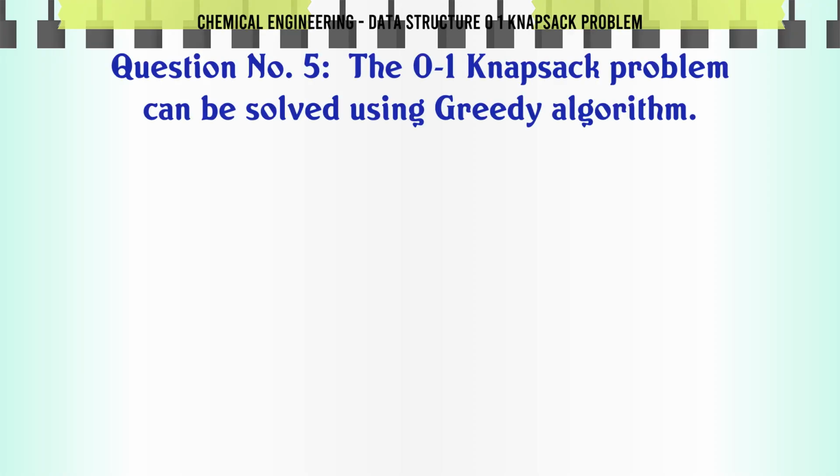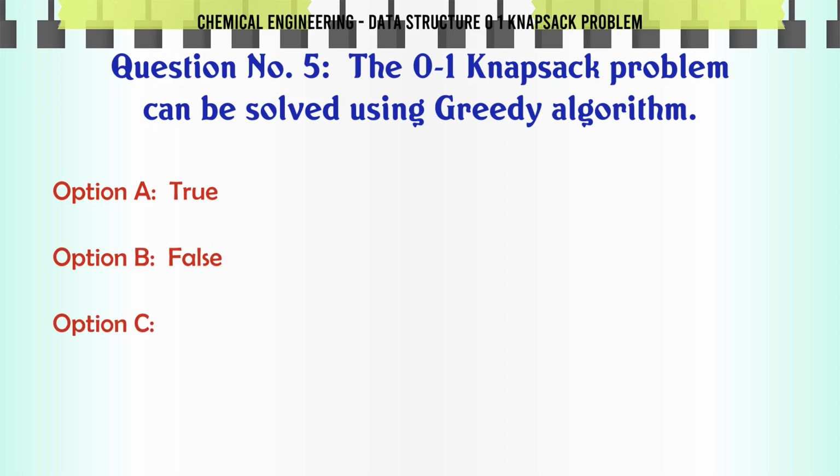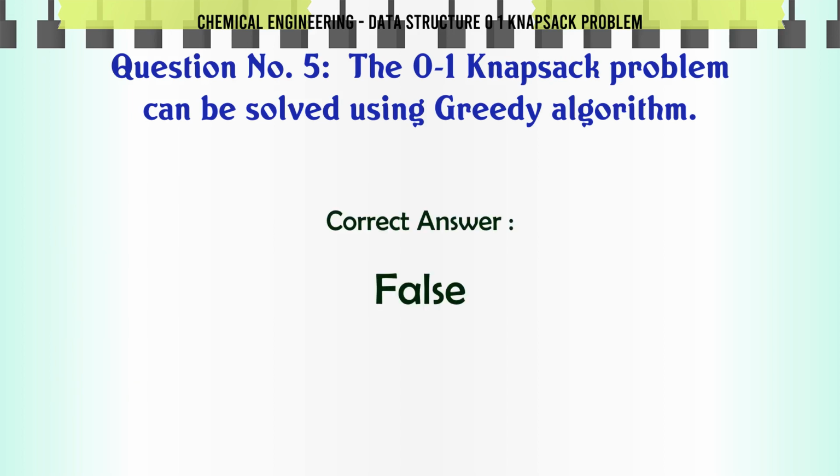The 0-1 knapsack problem can be solved using a greedy algorithm. A. True. B. False. The correct answer is false.